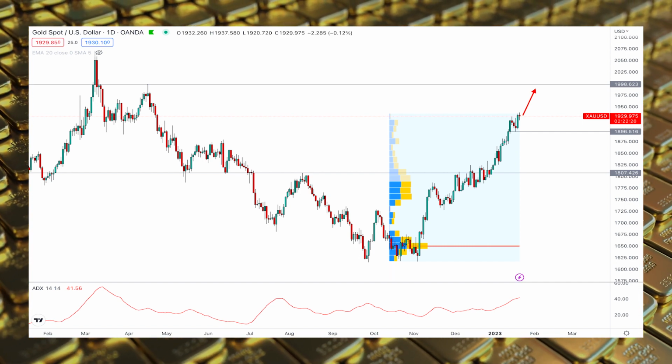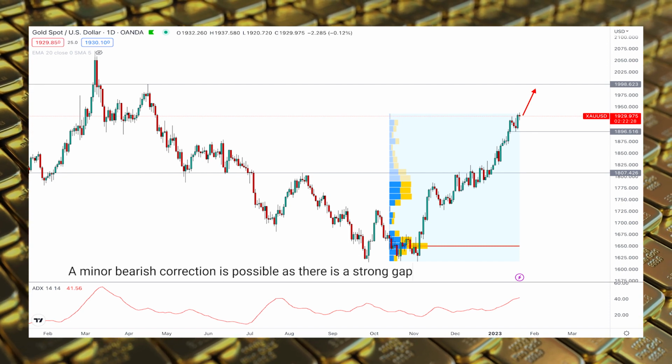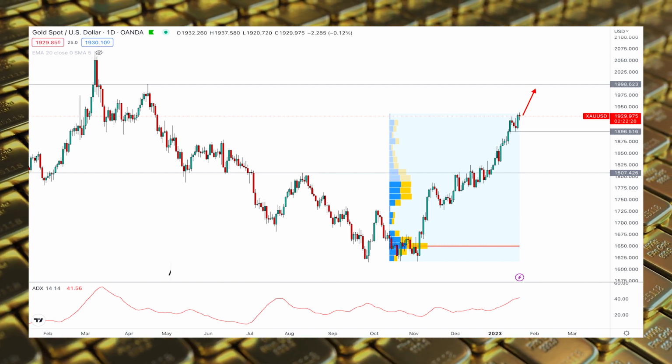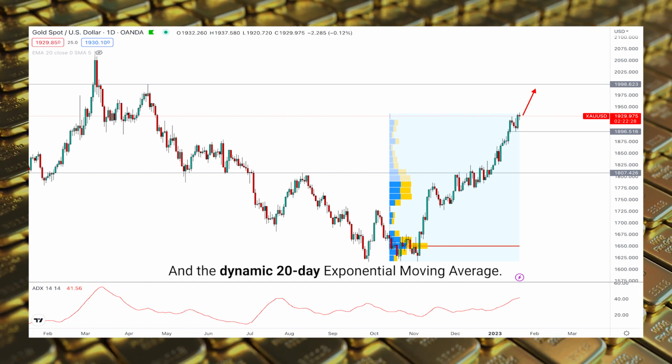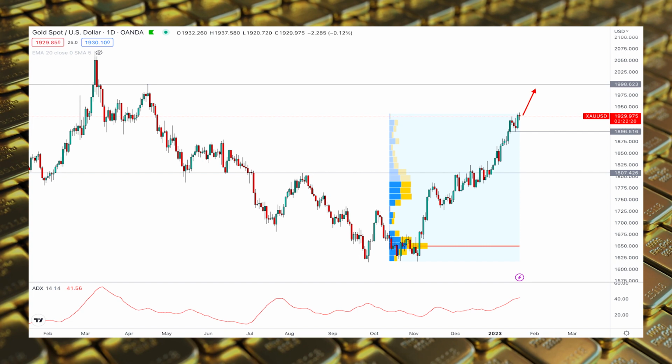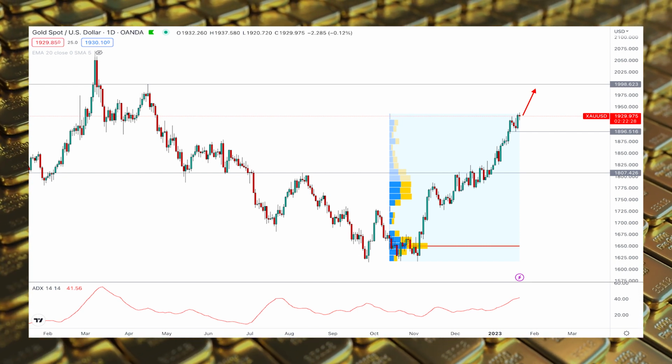Although the current trend is bullish, a minor bearish correction is possible as there is a strong gap between the weekly closing price and the dynamic 20-day exponential moving average. Moreover, the gap between the price and the high volume level from the current bullish swing has expanded.